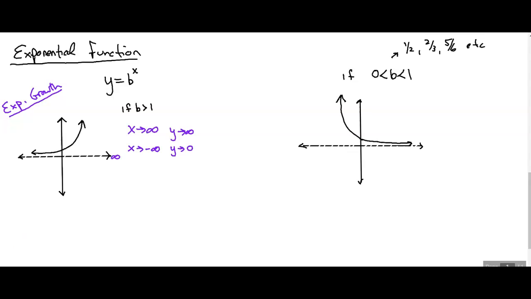Okay, so in this case, you would have as x goes to infinity, y goes to 0, and as x goes to negative infinity, y goes to infinity. Okay, so might be a good time to pause the video and write some of that down. I'll keep going right here, and I won't explain anything. I'll just put a couple of examples down. So while you're copying that, I'll write a few examples here.